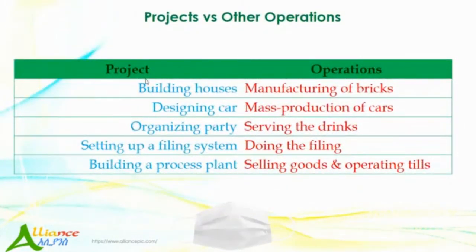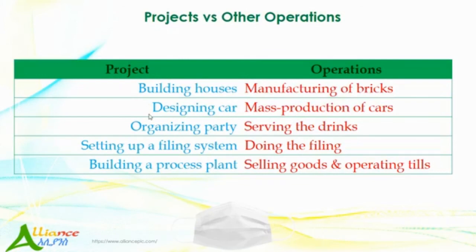Building a house is a project. What we see in operations is manufacturing bricks, which is actually a normal operation. Designing a new car is a project, but producing it in mass once the design is accepted by customers is a normal operation.